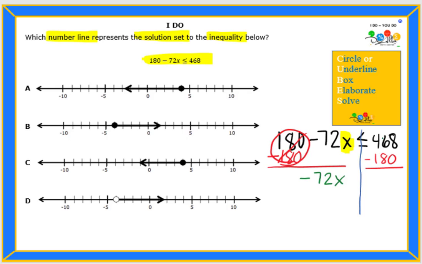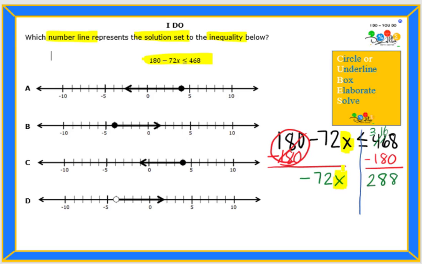On the right-hand side, I'm going to simplify and evaluate 468 minus 180. So that's going to be 8. 6 minus 8, I cannot, so I borrow and regroup. 288. So now we are not quite done because our variable is not isolated or not alone yet.